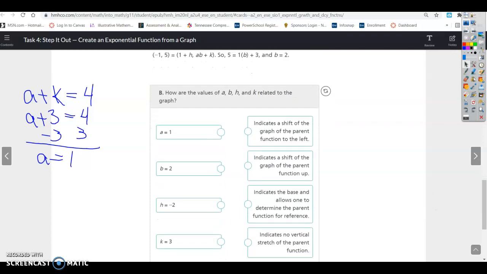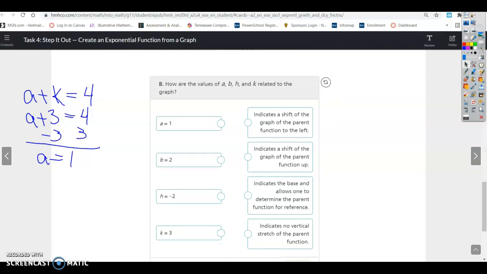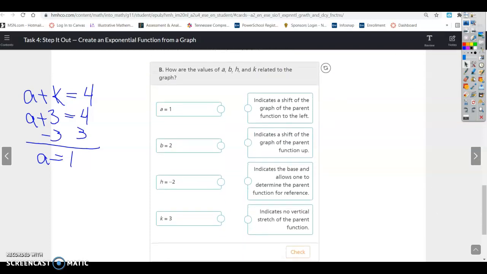How are the values of A, B, H, and K related to the graph? It indicates a shift of the graph of the parent function to the left. Your H value shifts you left or right, so that's going to be H. It indicates a shift of the graph up, so up or down is your K value.